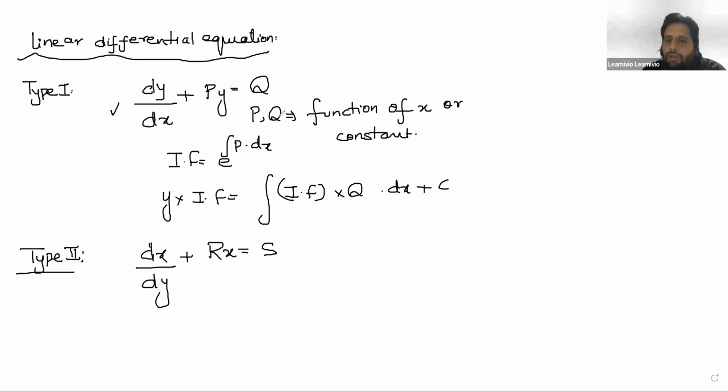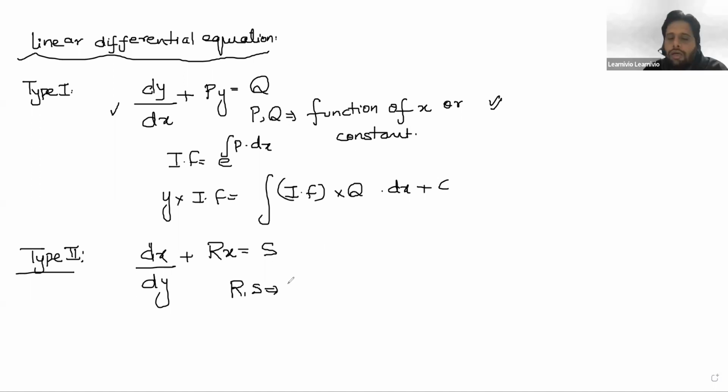Here, Abdur, what are the value of p and q? What is p and q in type first, Abdur? Abdur, what is type first? No reply. Who can tell me what is P and Q in type first? I have already written here. No one is replying. What is P and Q here? Function of x. Function of x or constant.